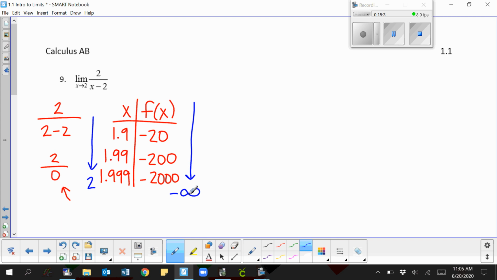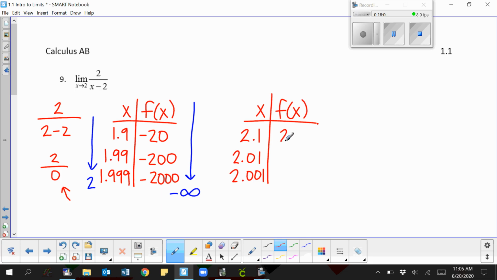All right, let's look at the right side. So now we're going to do the same thing, but we're going to pick numbers that are bigger than 2. So let's do 2.1, 2.01, and 2.001. So we're going to pause here, and you're going to plug them into your calculator on your own. All right, for 2.1, you should get 20. For 2.01, you should get 200. And for 2.001, you should get 2,000.